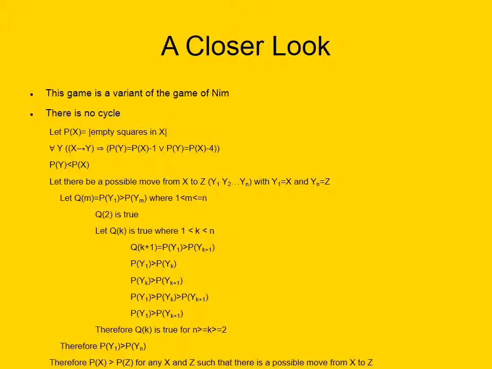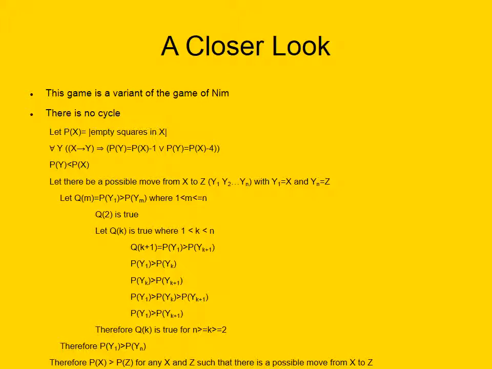P(y1) is bigger than P(yk) from what we assume, and P(yk) is bigger than P(y(k+1)) from what we have proven before. Therefore, P(y1) is bigger than P(yk) and bigger than P(y(k+1)). Therefore, P(y1) is bigger than P(y(k+1)). Therefore, q(k) is true for n bigger than or equal to k, bigger than or equal to 2. Therefore, P(y1) is bigger than P(yn).